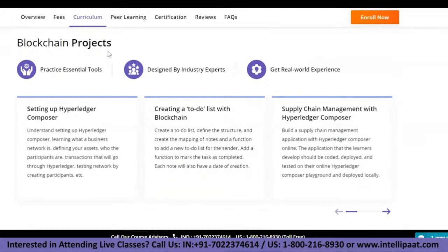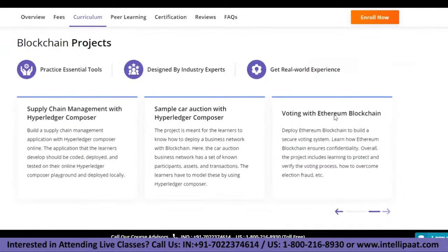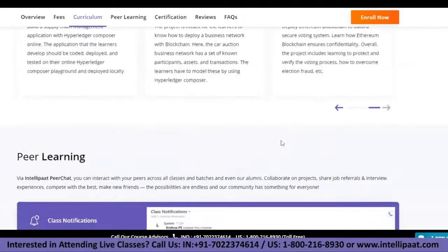Coming to the projects, as I said, you will be working on a lot of industry specific real time projects and case studies throughout the program. So basically these are some of the kind of projects that you would be taking up: setting up Hyperledger Composer, supply chain management with Hyperledger Composer, car auction with Hyperledger Composer, voting with Ethereum machine, and all of that.